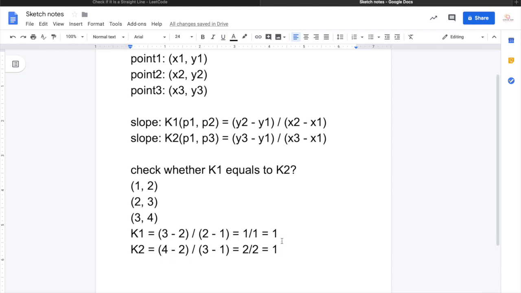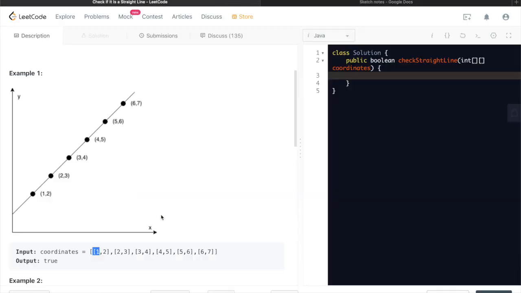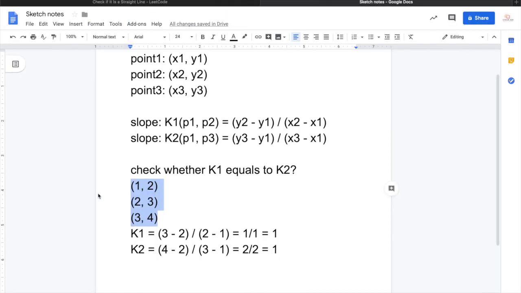So we know k1 equals k2, which means these three points are on the same line, which is exactly what we see here: (1, 2), (2, 3), (3, 4). These three points are on the same line. All right, that's the example. After going through this example, it's much easier to understand.